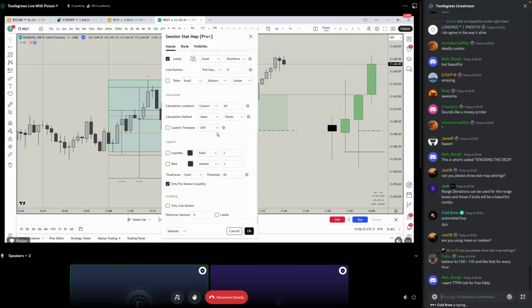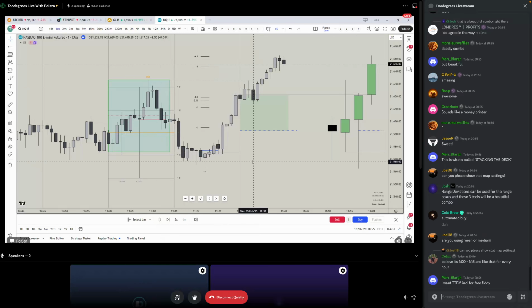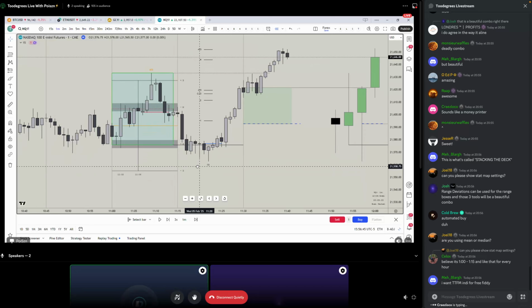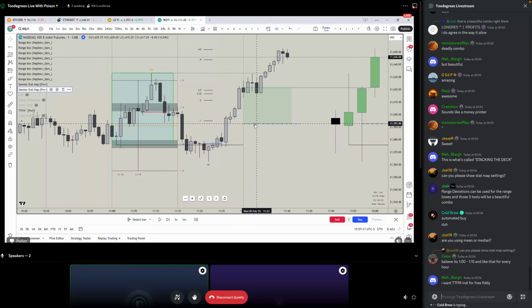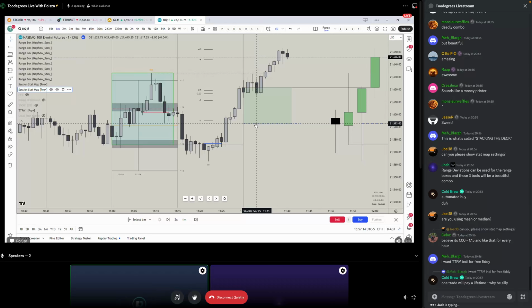In here, I'm using the mean, but I think I'll switch over to both as of the new update. And then we have these zones here instead of just a mean or a median. Yeah, I can show you the stat map setting. Nothing fancy. It's just the first 15 minutes of every hour. In this particular case, we can only have 4, so I have 2 instances of the stat map, which takes me through all of the London ranges.